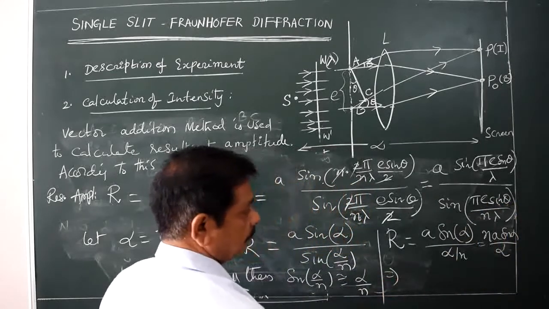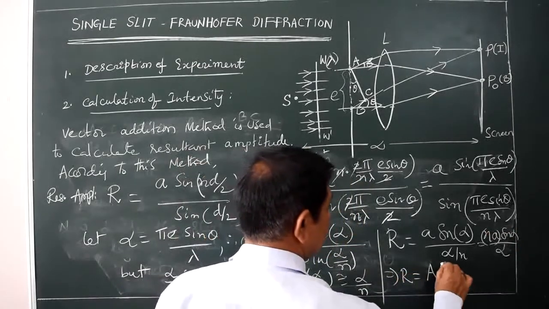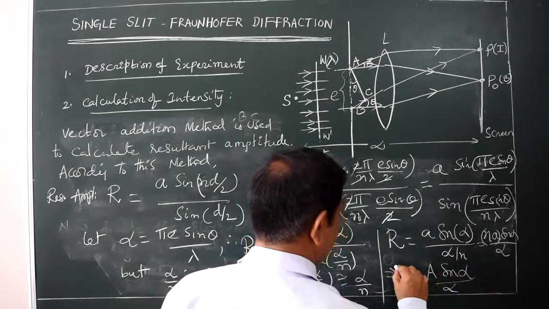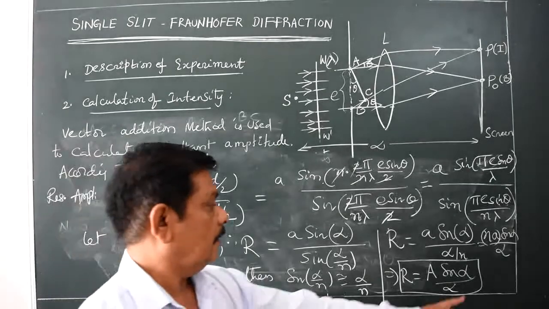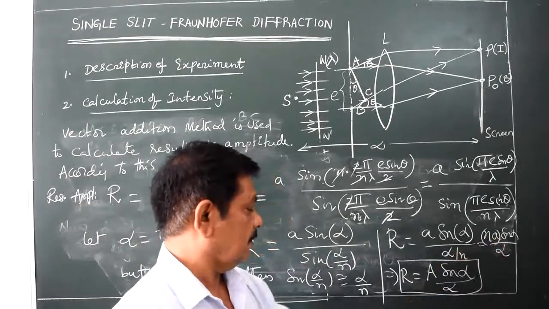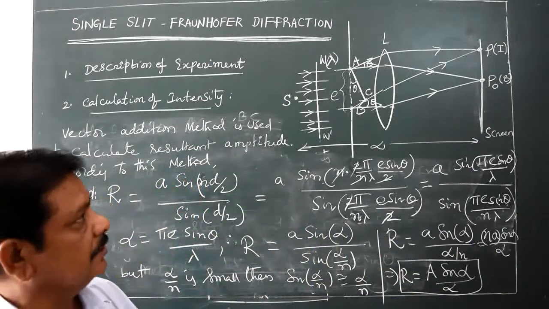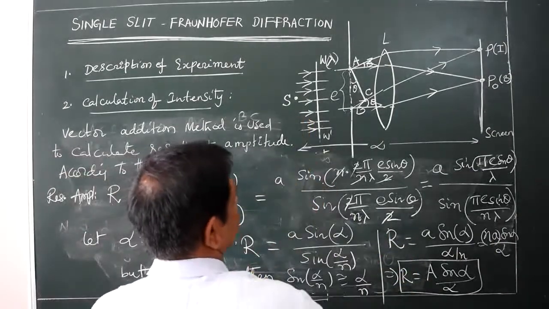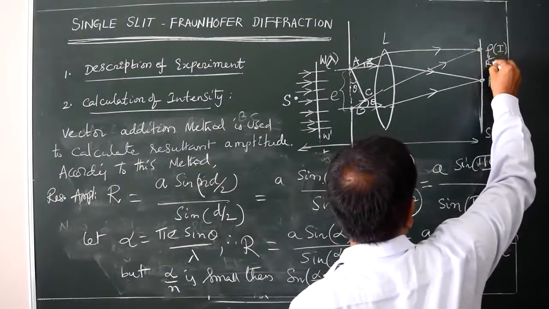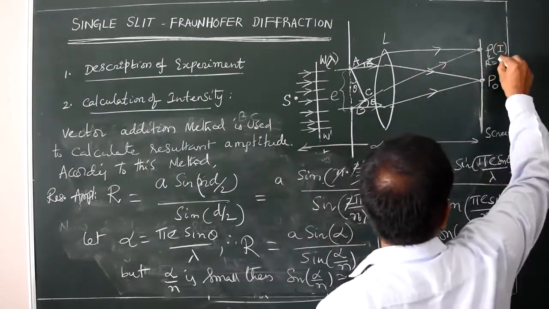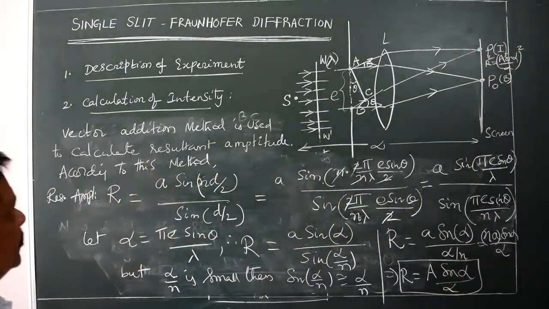This can be written as capital A. So R is equal to small a sin alpha by alpha, where sin alpha by alpha is N a, the amplitude of each slit into N. Now this is the amplitude. When you know the amplitude, you can write the intensity. So what is the final intensity? The intensity at this point is now R square, which is equal to (a sin alpha by alpha) square. This is the intensity.